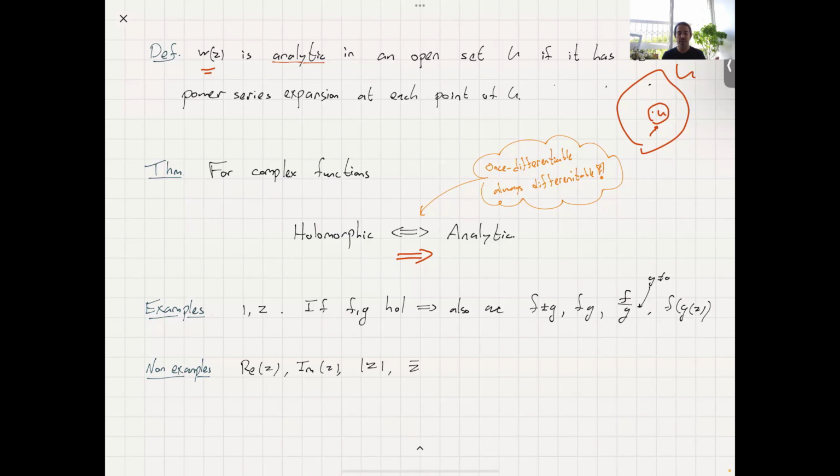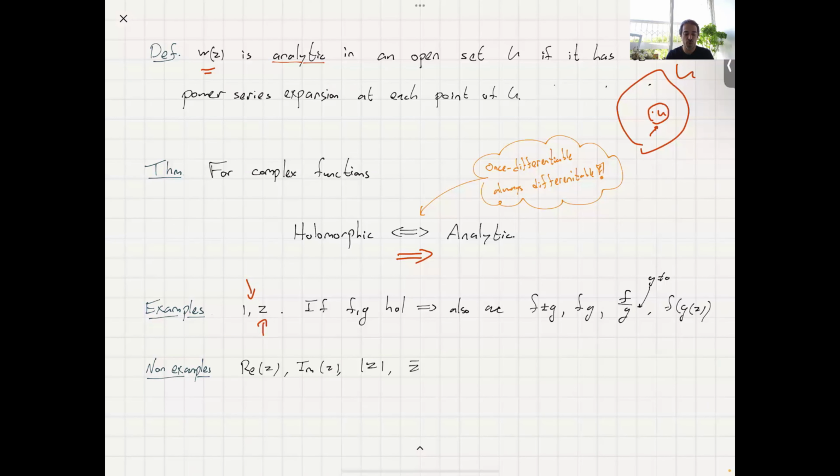At the end of the day, it all boils down to the extra multiplicative structure, which is captured by the Cauchy-Riemann equations and makes holomorphic functions more rigid. It's harder to be holomorphic because it implies that you are differentiable of any order and analytic. If you want some examples, then polynomials in z, in particular 1 and z, are holomorphic and obviously analytic because this is the Taylor expansion of z around 0.